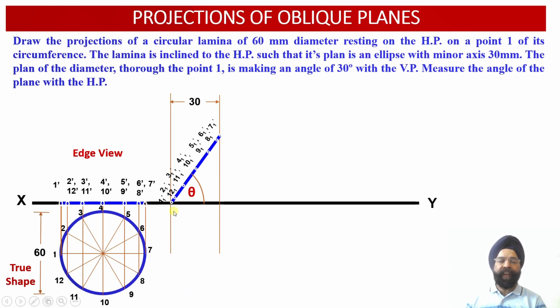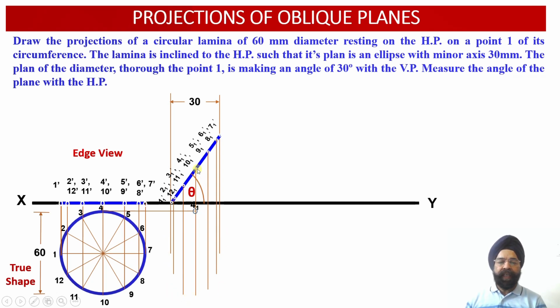So how will they be evaluated? From these 12 points in the elevation, we are going to draw the vertical projector lines, and from these 12 points in the plan projection view, we are going to draw the horizontal projector lines over here. Wherever we obtain the intersection of the corresponding projectors, we will be able to obtain 12 points of this plan projection view over here.